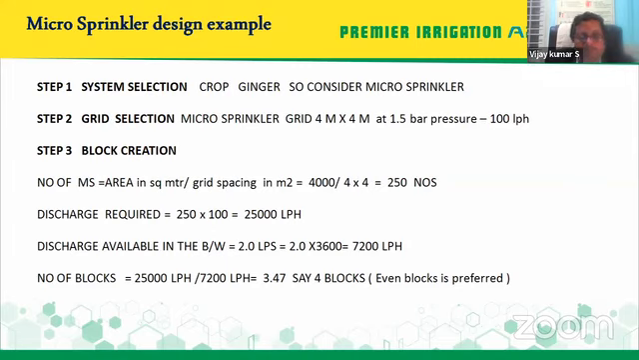Now the water that is available in the bore well is very, very less. It is only 2 liters per second. So 2 multiplied by 3,600 gives me only 7,200 liters per hour. So what is it trying to tell you? The discharge that is required to irrigate all the 250 micro sprinklers is 25,000 liters.